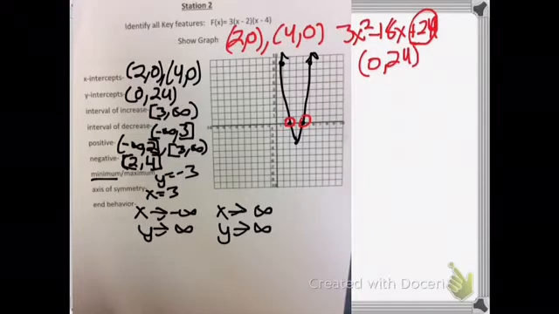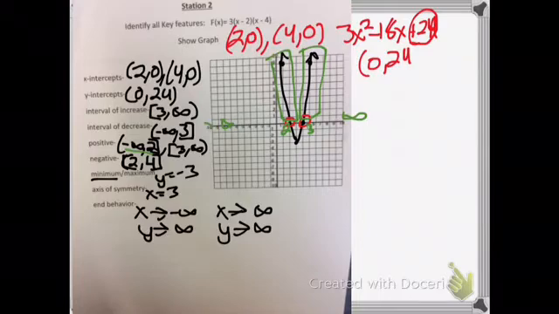Interval of increase: the x value that it starts at is 3 and goes to infinity. Interval of decrease goes from negative infinity to 3. Alright, our positive values are the ones that are above the x-axis. So that interval is going to be from negative infinity to the x value right there, because that's where it stops, and that's positive 2. And from 3 to infinity.